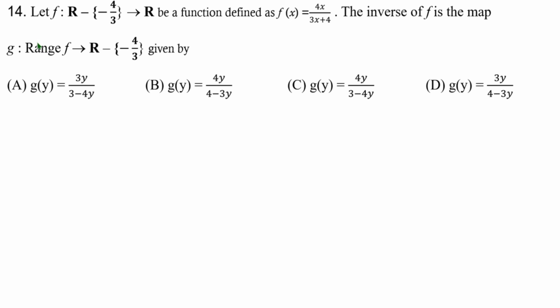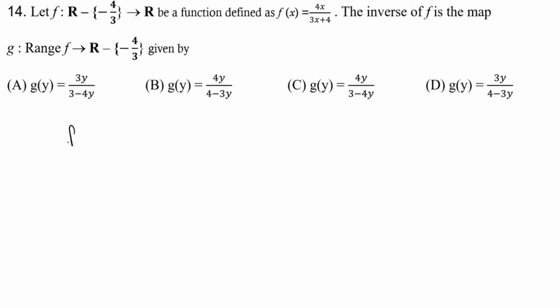The next question: let f from R minus the singleton set {minus 4 by 3} to the set R of real numbers be a function defined as f of x is equal to 4x by (3x plus 4). The inverse of f is the map g from range f to R minus {minus 4 by 3} given by. So they are given 4 options. We have to choose the correct option.